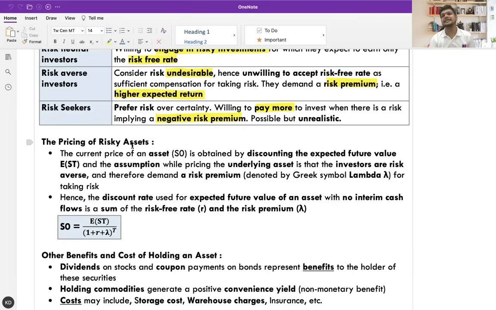As of now, we are just discussing everything about the risky asset, that when you invest in a risky asset, you expect investors to be risk averse, and therefore they need not only the risk-free rate, but a risk premium. Clear?